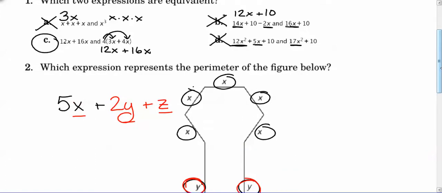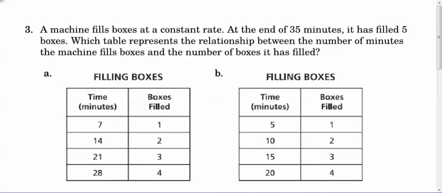All right, let's move on to the next page of this. It says a machine fills boxes at a constant rate. At the end of 35 minutes, it has filled 5 boxes. Which table represents the relationship between the number of minutes the machine fills boxes and the number of boxes it has filled? So essentially, these are all ratio tables.